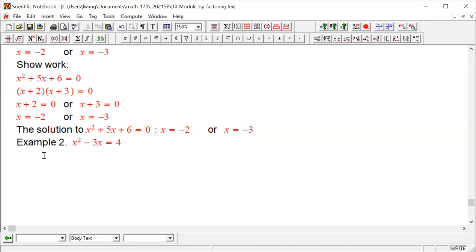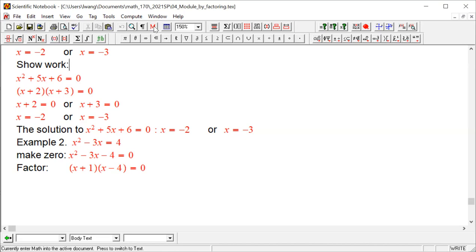So the first step will be make 0, by subtracting 4 on both sides, and then factor, which will get x plus 1 times x minus 4 equals 0. And you can always verify.